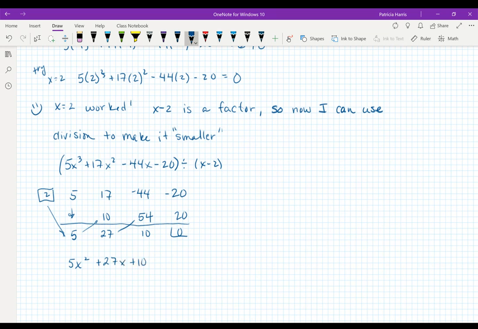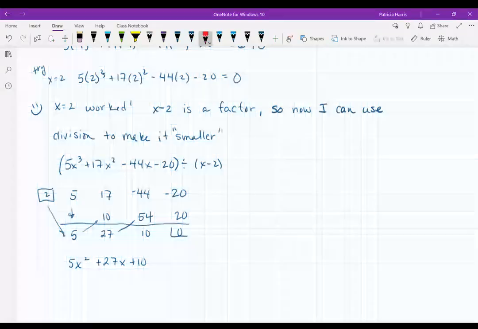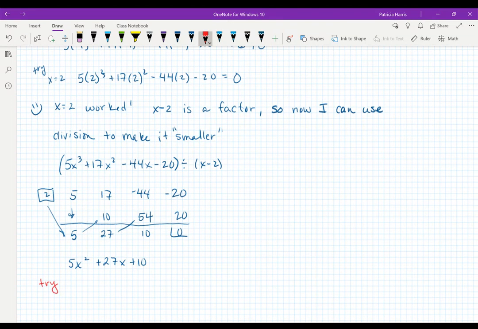Now I've taken a quartic to a cubic to a quadratic. Once you hit quadratic, you've got all of those little quadratic tricks that you can use. So what you want to do is probably try to factor, which this thankfully does factor.